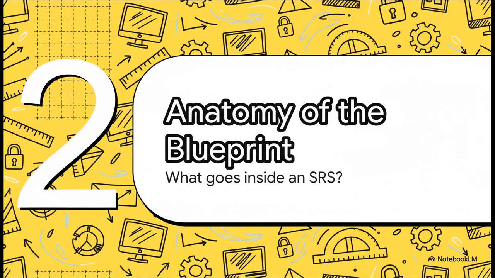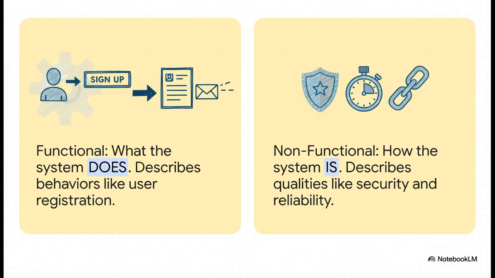So, if the SRS is our blueprint, what's actually written on it? Let's peel back the layers and look at what you'll typically find inside one of these documents. Now, this is probably the most important concept to grasp, the difference between functional and non-functional requirements. Functional requirements are all about what the system does. These are the actions, the features, like a user can register with an email. Pretty straightforward. Non-functional requirements, on the other hand, describe how the system is. These are its qualities, things like how secure it is, how reliable it is, or how fast it performs. So think of it this way. One is about action, the other is all about quality.